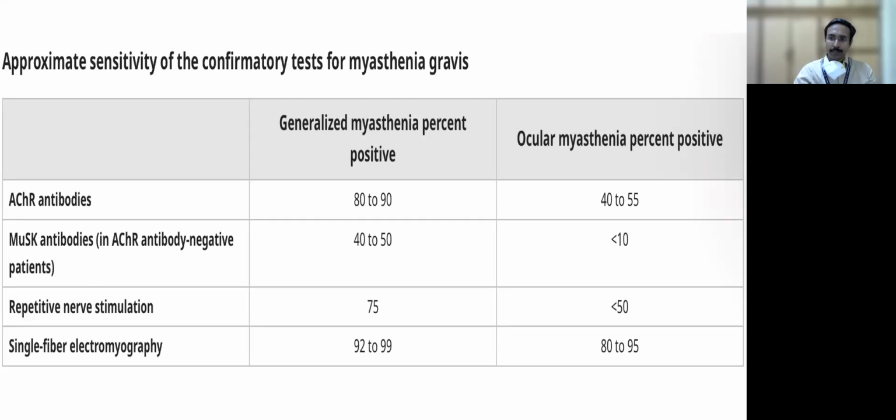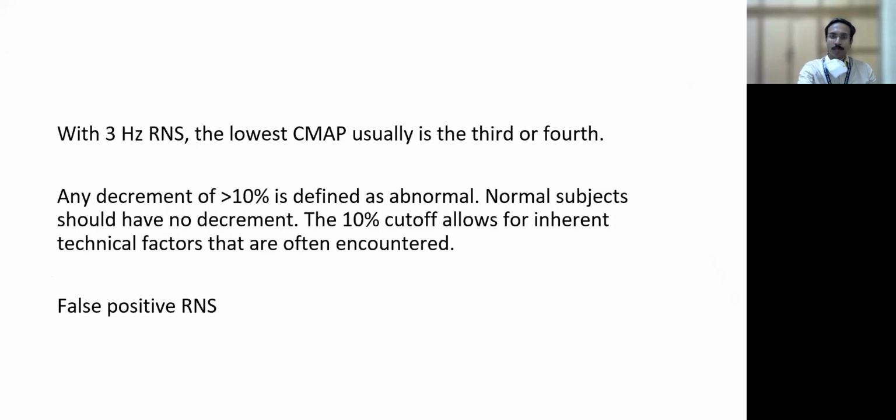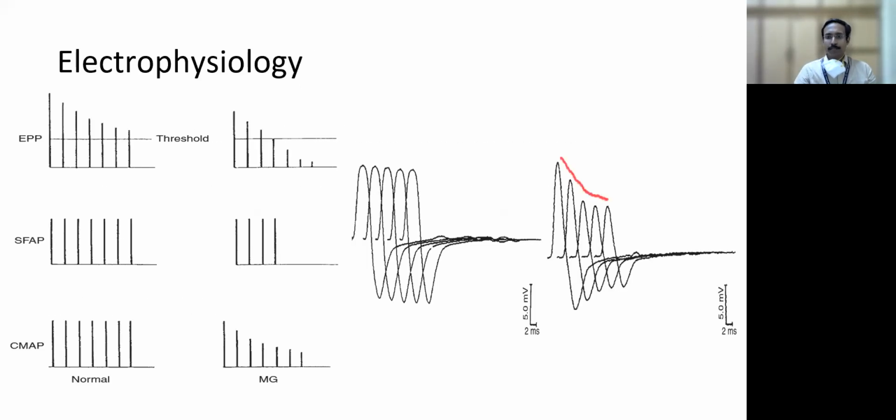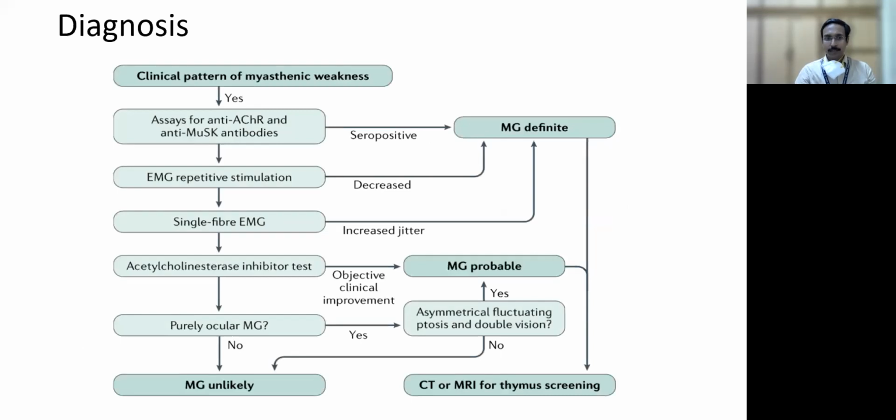But if you want to demonstrate it is truly NMJ, then the gold standard way of demonstrating it is single fiber EMG, which is done in few centers and by few doctors. Here, Dr. Matthew Alexander and Dr. Prabhakar sir do single fiber EMG, and they are able to demonstrate blocking and jitter in the neuromuscular junction. So coming to the electrophysiology, I like to spend a few moments here.